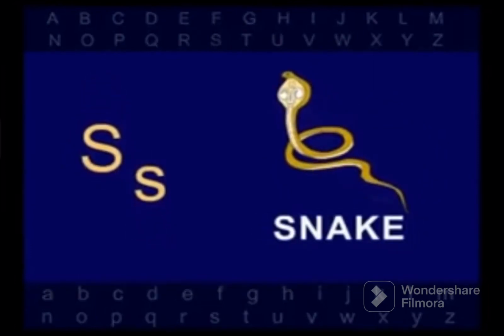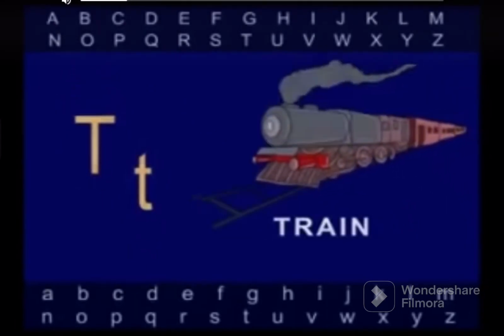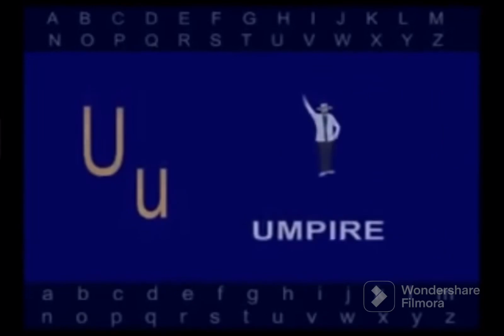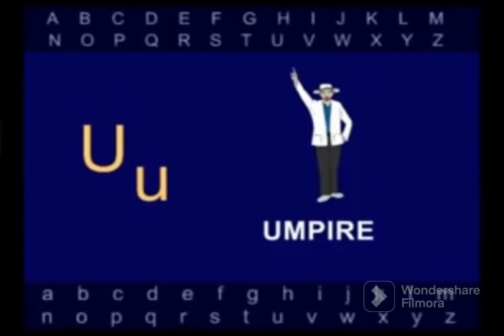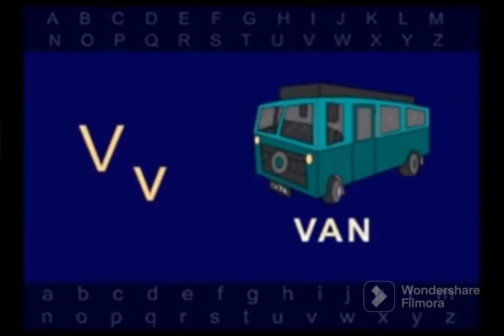S for snake. T for train. U for umpire. V for van.